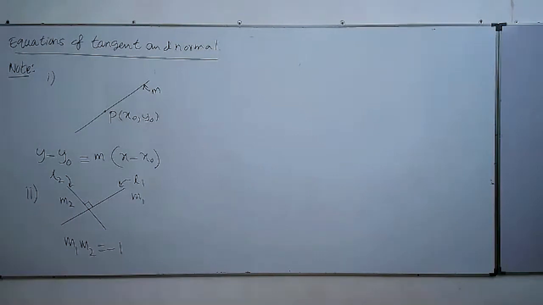Then M1 multiplied by M2 equals minus 1. Right, draw the second diagram and write down again that the M1 M2 product is minus 1.